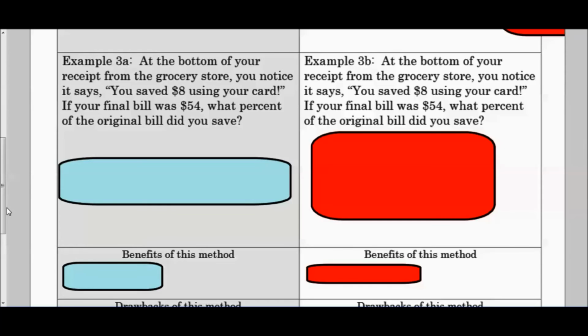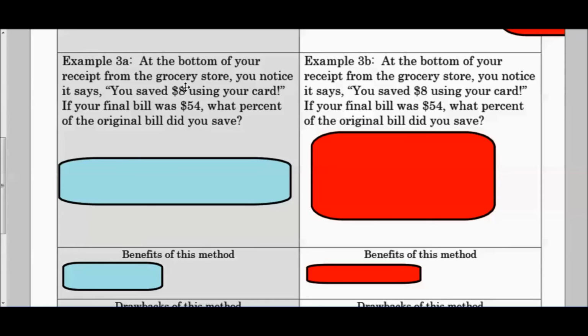Example 3A, at the bottom of your receipt from the grocery store, you notice it says you saved $8 using your card. If your final bill was $54, what percent of the original bill did you save? So here we really need to read carefully. It says that the final bill was $54, but we want to figure out what percent of the original bill we saved. So we're talking about two different bills here. The final bill is $54. That's including this saving of $8. So we need to take that back out to figure out the original bill.